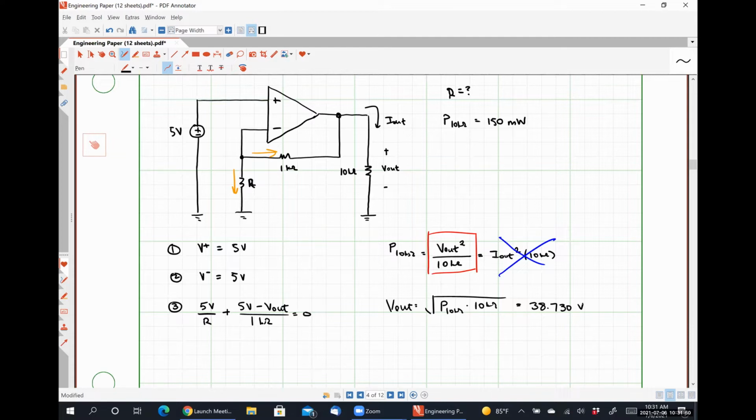Now, technically, it could also be negative 38.730 volts, right? When we take the square root, it could be plus or minus. But in this case, we know that it is definitely going to be positive 38.730 volts because we are applying a positive voltage to the non-inverting input terminal, okay?